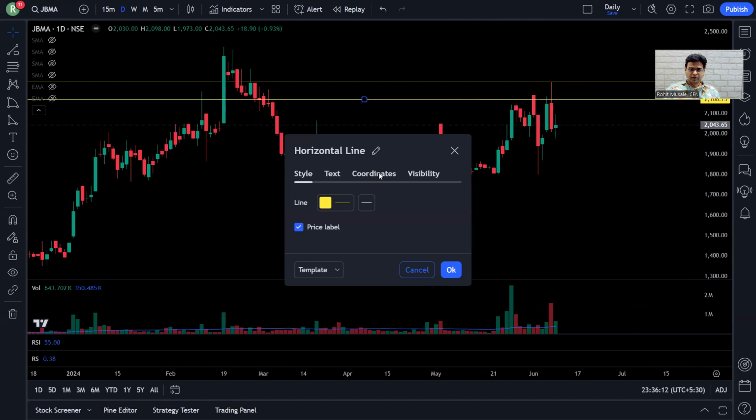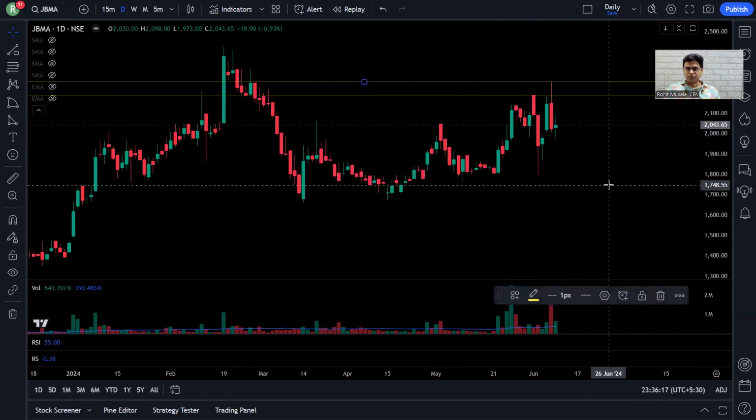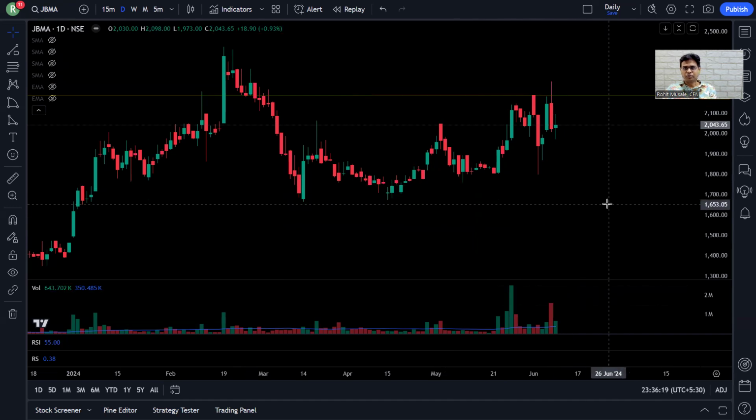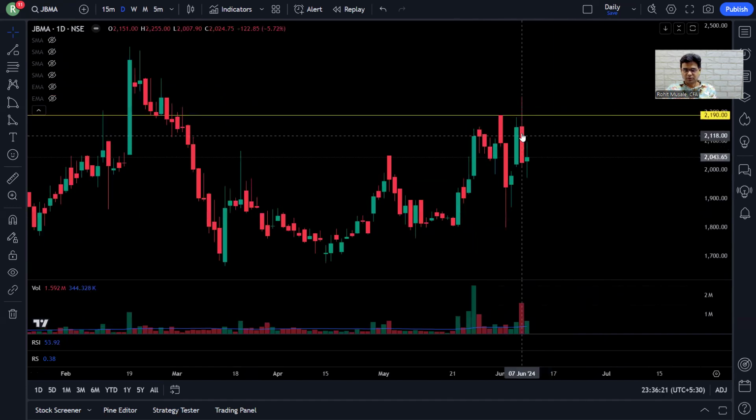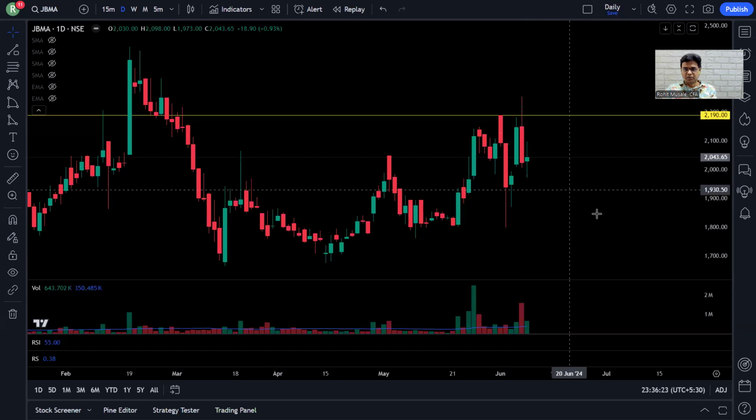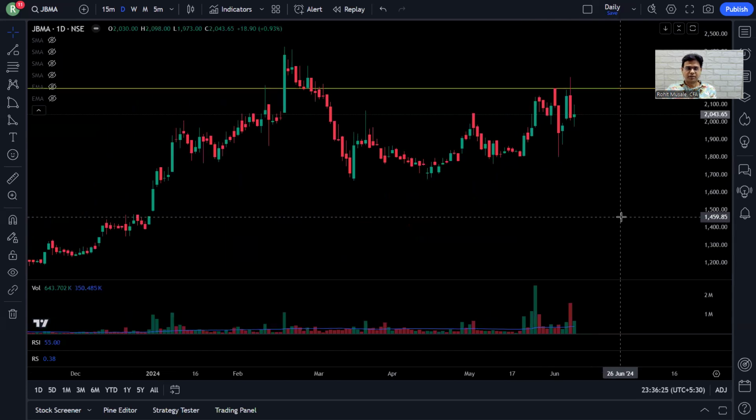This is 2190. Let me remove this line. Okay, so I will tell you why I bought the stock. I bought the stock on this day. As you can see, the big red candle, I lost 3%.